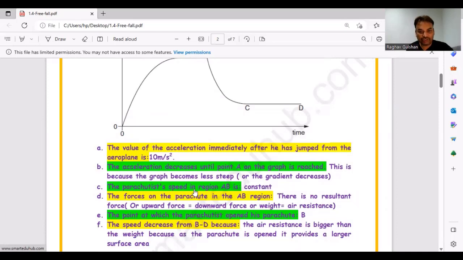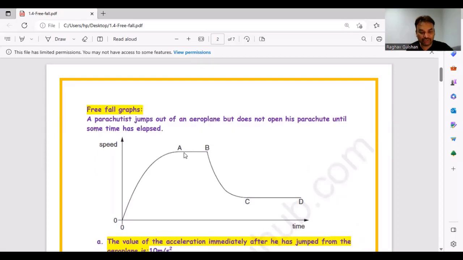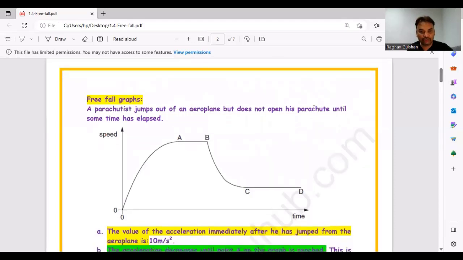The parachutist's speed in region AB is constant. Now, in this region AB, the speed is constant. You see at point A, the maximum speed with which the parachutist comes down, the maximum attraction by the earth, so the maximum force on the parachutist, so the maximum speed of the parachutist, is at point A. Now from point A to B, the parachutist comes down with a constant speed, and that speed is the terminal speed. So from A to B, it is a terminal speed.